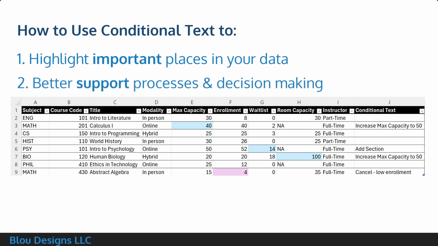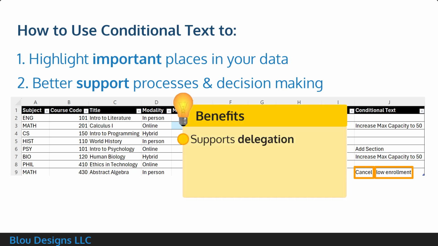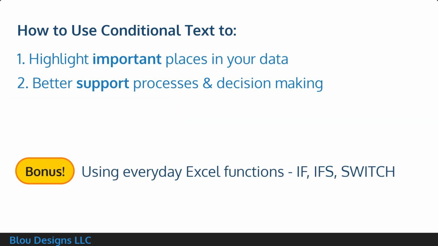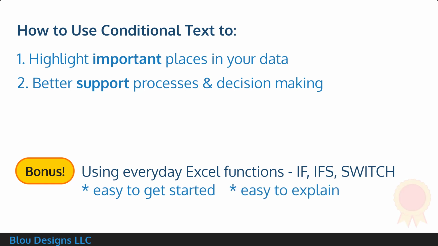Second, to better support your processes and decision making. You do this by writing your conditional text in a way that tells people why the data needs attention and, as applicable, what action they might need to take as a result. This is a benefit not only when you delegate your spreadsheet tasks, but also when you need to remind yourself because you don't use the spreadsheet frequently enough to remember off the top of your head. And you learned how to do this with everyday Excel functions, if, ifs, and switch, so that it's easy to use conditional text yourself and to explain it to others.